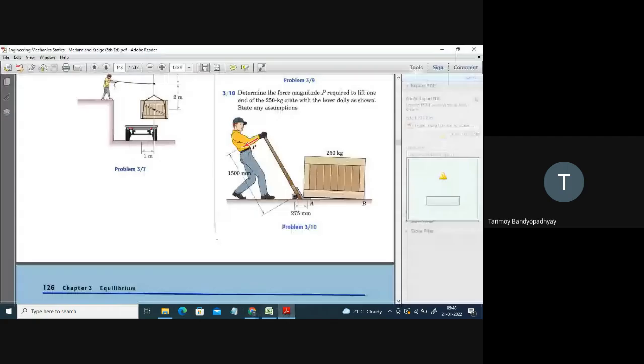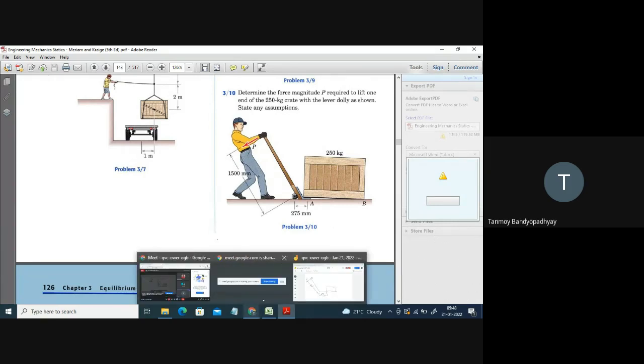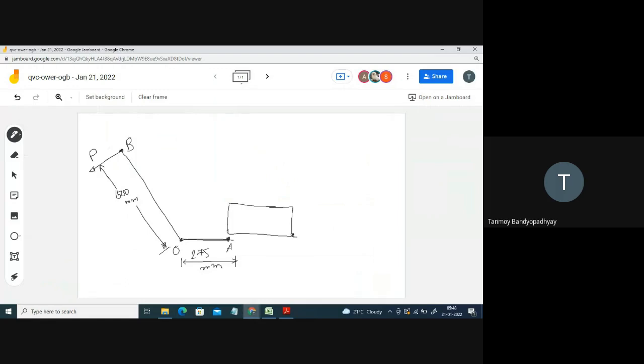So look at what it says here: determine the magnitude of the force that will be required. What are the assumptions that we have to make here? Any suggestions from your end? Sir, friction should be 0. Very good. So the first assumption will be there will be no friction at the point A.